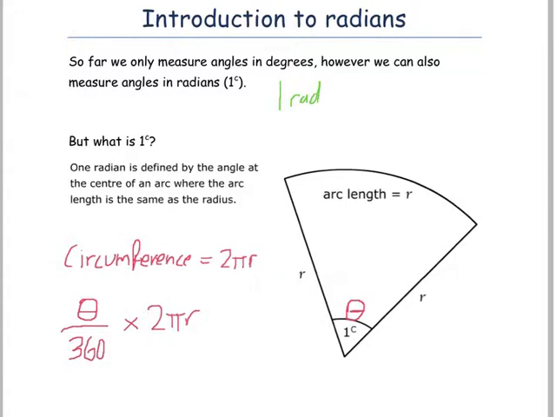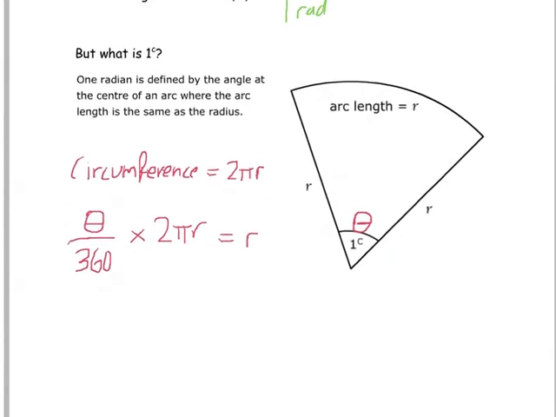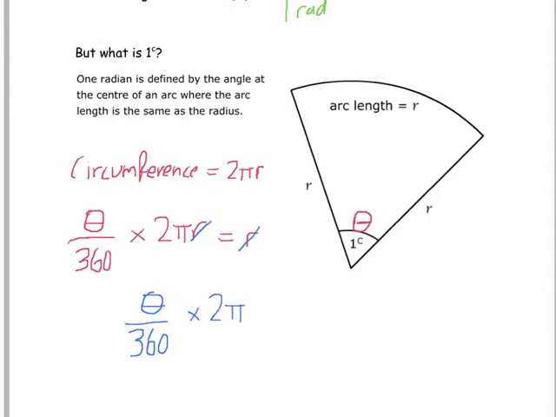But we're actually told what it is in this question. We're told that the arc length is equal to the radius. So this here is equal to the radius. Now you should be able to spot that on both sides of this equal sign we have the r, so we can cancel that from both sides. And we want to rearrange this now to find out what theta is equal to. So if we just sort what I've just done out, we're left with this. Theta over 360 times 2 pi is equal to 1.